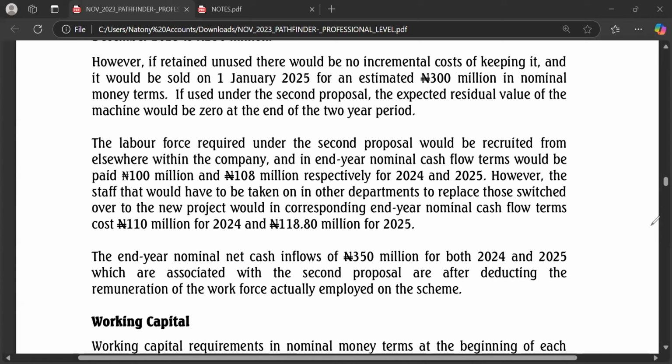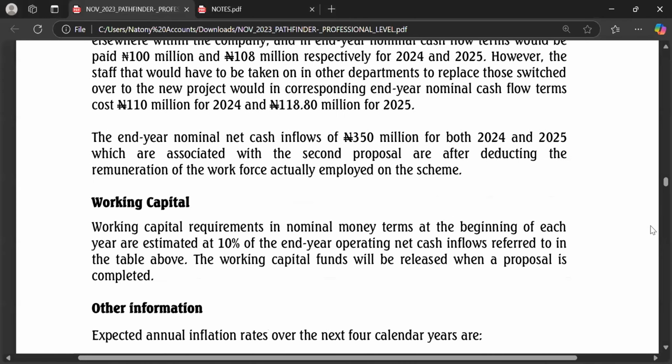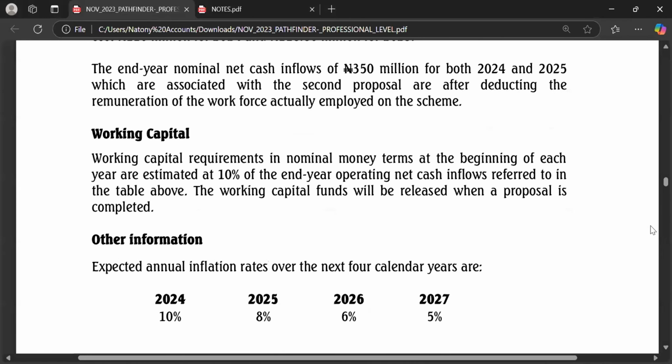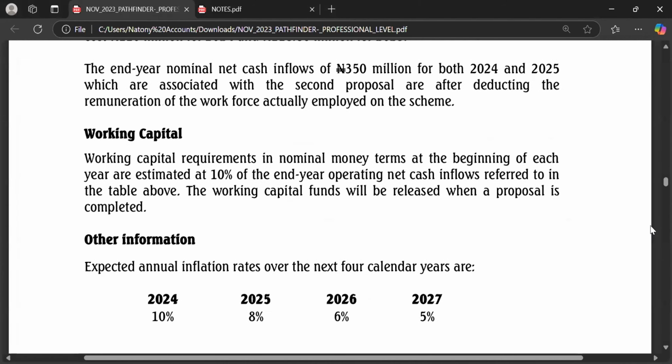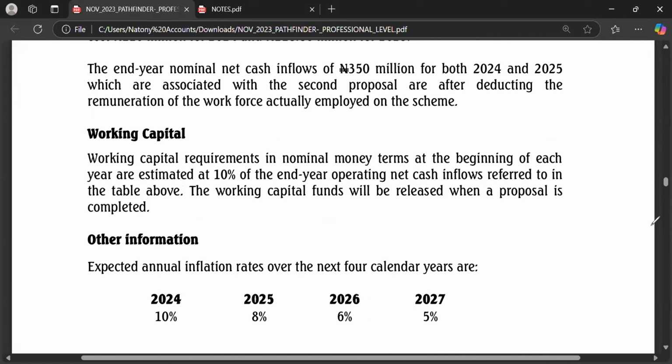So working capital. Working capital requirements in nominal terms at the beginning of each year are estimated at 10% of the year-end operating net cash flow referred to in the table above. The working capital fund will be released when the project is completed. So working capital here is estimated to be 10% of the initial fund.